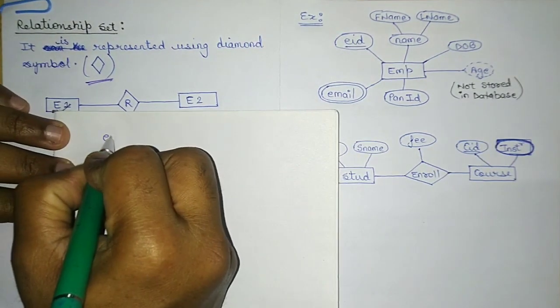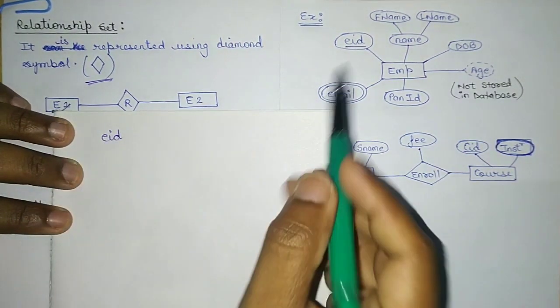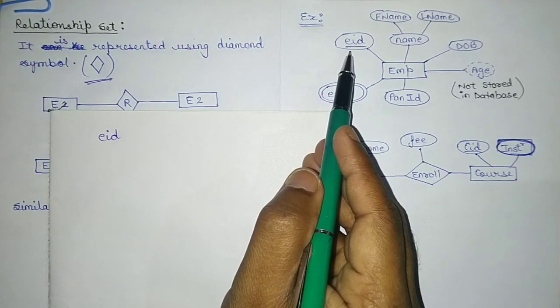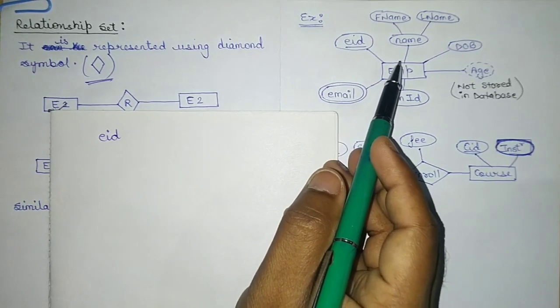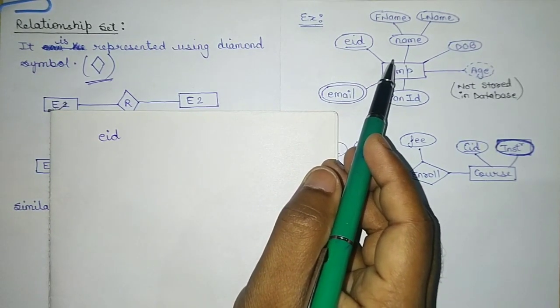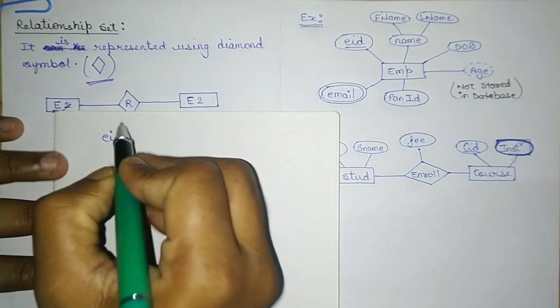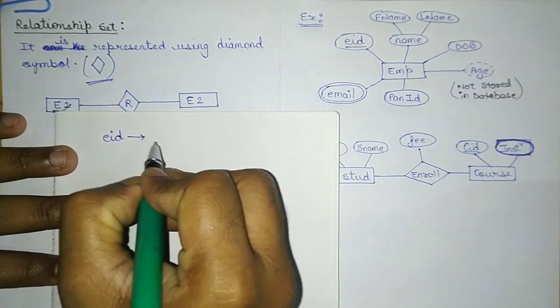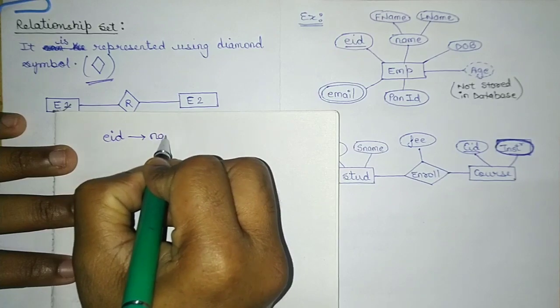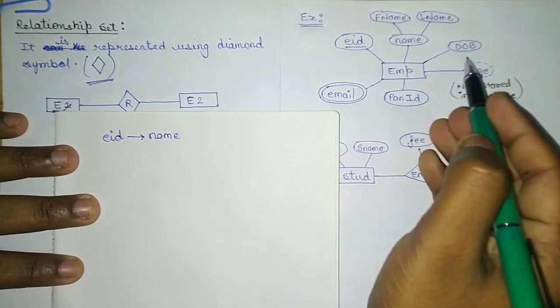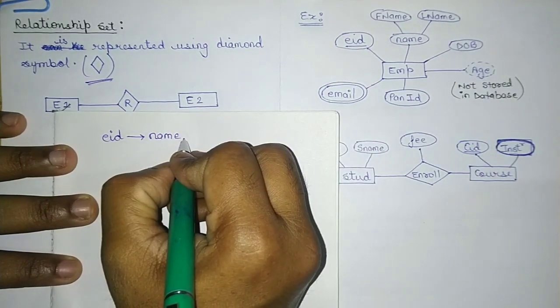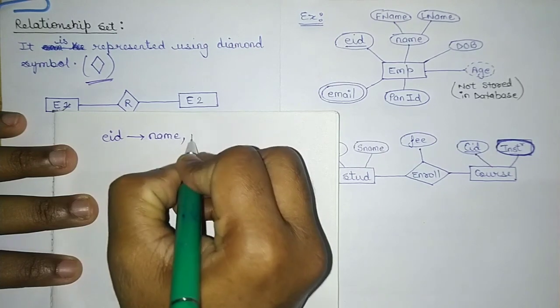Here I know that employee ID is the key. That means it will be able to uniquely identify all the records of a table. That means employee ID can uniquely identify name, right? It can also uniquely identify date of birth. So I can write date of birth also.